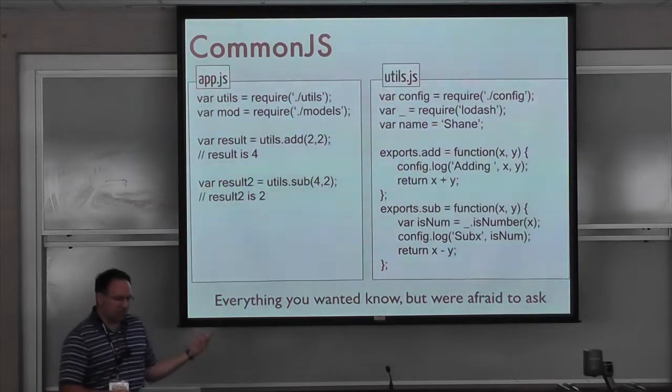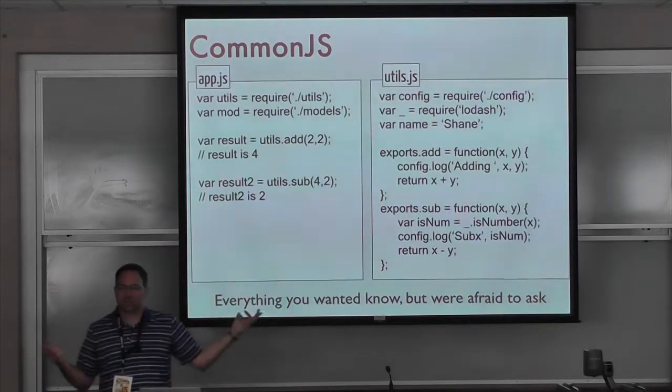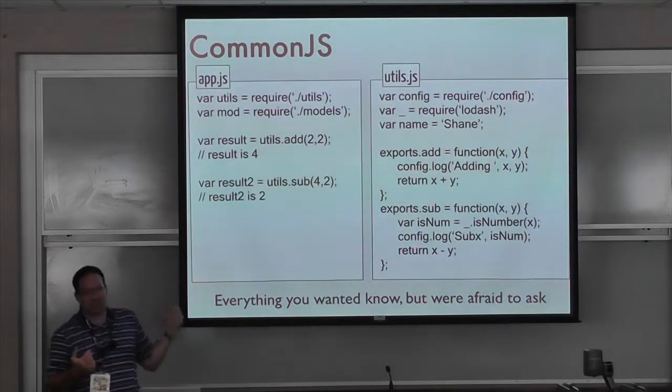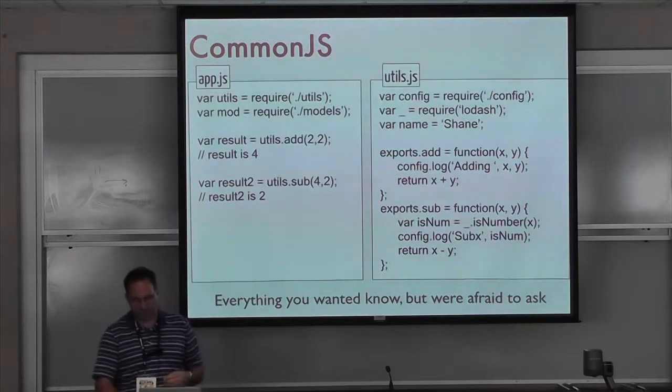Also, there's this private variable that I just threw in there, name equals Shane. It's not available outside of this file. App.js has no idea that there's this variable called name. It's only what I specifically export.